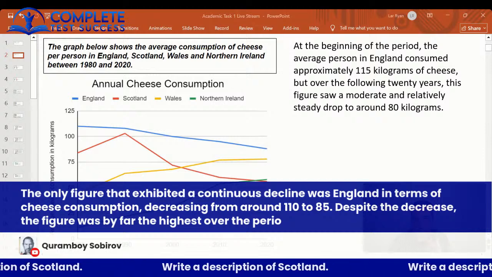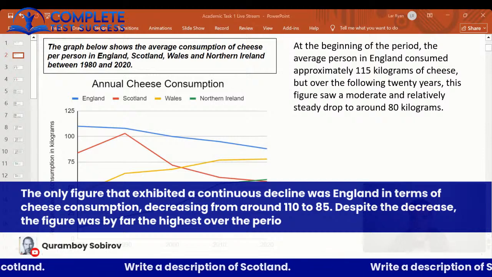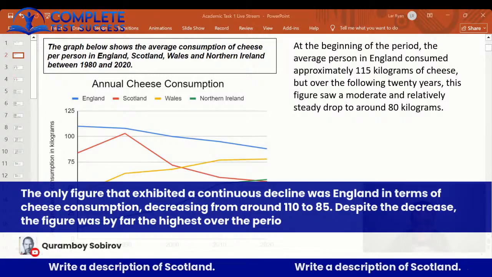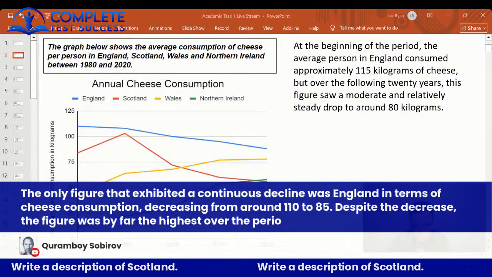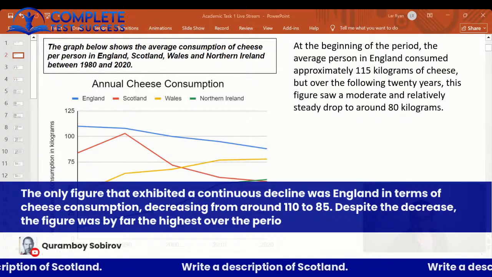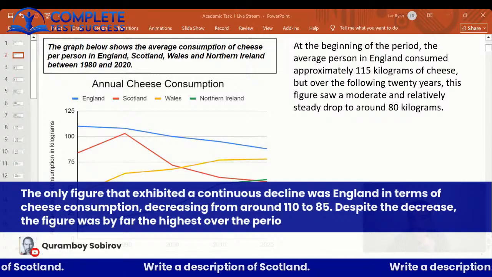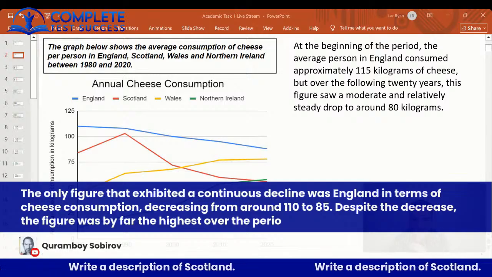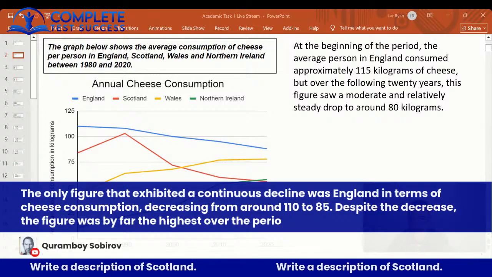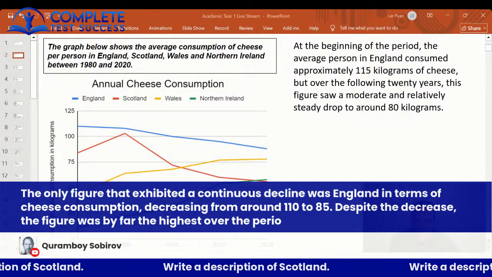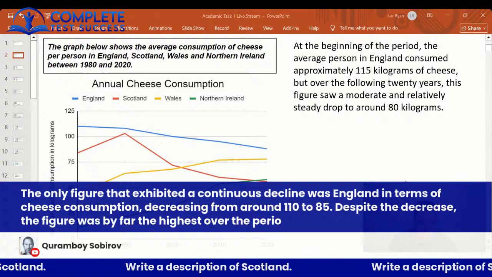Despite the decrease, or it would be despite this decrease, the one that you've just mentioned, despite this decrease, the figure for England was by far the highest over the period. It wasn't by far the highest. I mean, it was only a little bit higher than the yellow one, than Wales at the end. It was only a little bit higher than Scotland. So that's inaccurate. You can say it was the highest, but not it was by far the highest. So be careful with that as well. You want to make sure your descriptions are accurate.